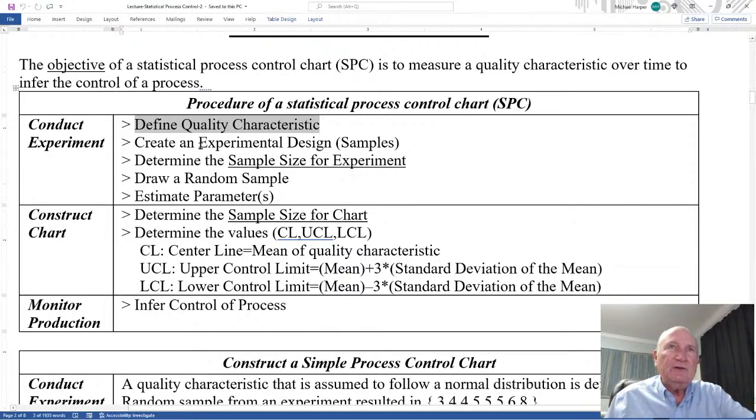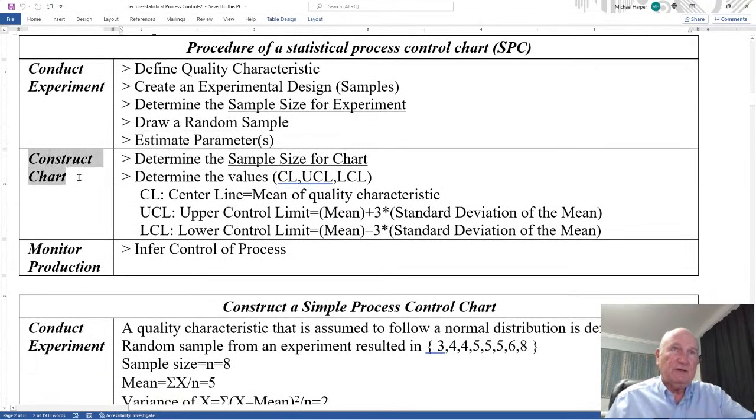So then you create an experimental design which defines your samples, your sample size, how you take the measurements, and then you determine the sample size for the experiment. Well, this sample size for the experiment will be important because it is then used in drawing a random sample and estimating your parameters from the experiment. So these parameters you're estimating, these statistical parameters, are describing the quality characteristic process. That's the first step.